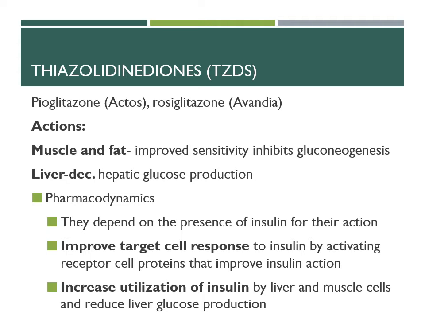They depend on the presence of insulin for their action, and they improve target cell response to insulin by activating receptor cell proteins in those target cells in the tissues that will then improve insulin action. They also increase utilization of insulin by the liver and muscle cells, and they can reduce liver glucose production.